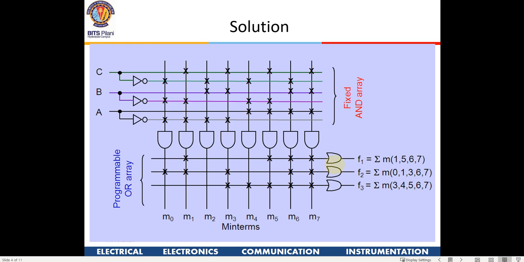See, PROM is used for implementing the function. It is also used as a memory register. Memory register means that if you use ABC as the address line, for address 000 you can put some 8-bit data here and take out the output from these entire M0 to M7 directly from here.